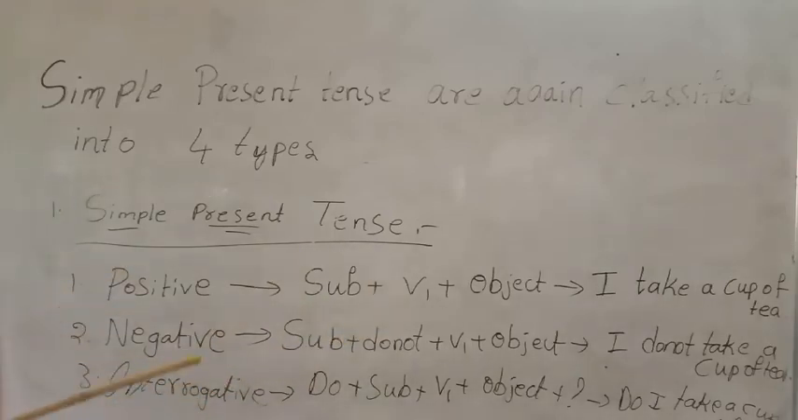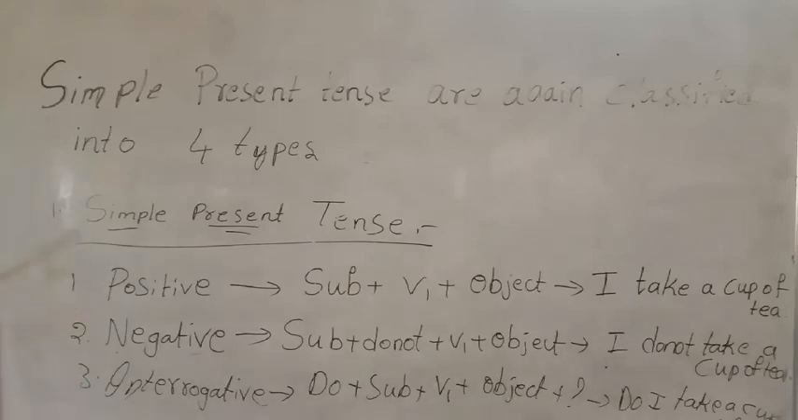Before going to V1, we all know verbs can be divided into three forms. Verb forms are divided into three forms, that is present tense, past tense, and past participle, which can now be taken as future tense. For suppose here I have taken take. So take is V1, V1 in the sense verb form 1.